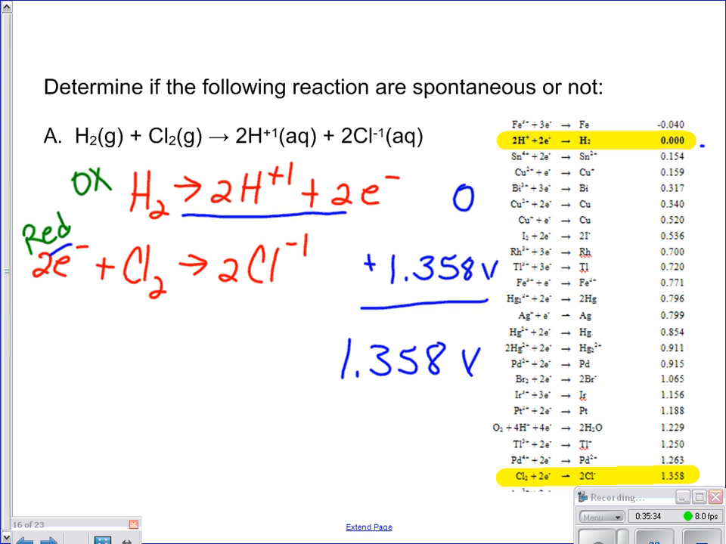So when we add this up, we get a positive value, meaning is this going to happen or not? Yeah, it will. It is spontaneous because it's a positive voltage. Actually, I didn't write that right. There we go. It's a positive voltage.